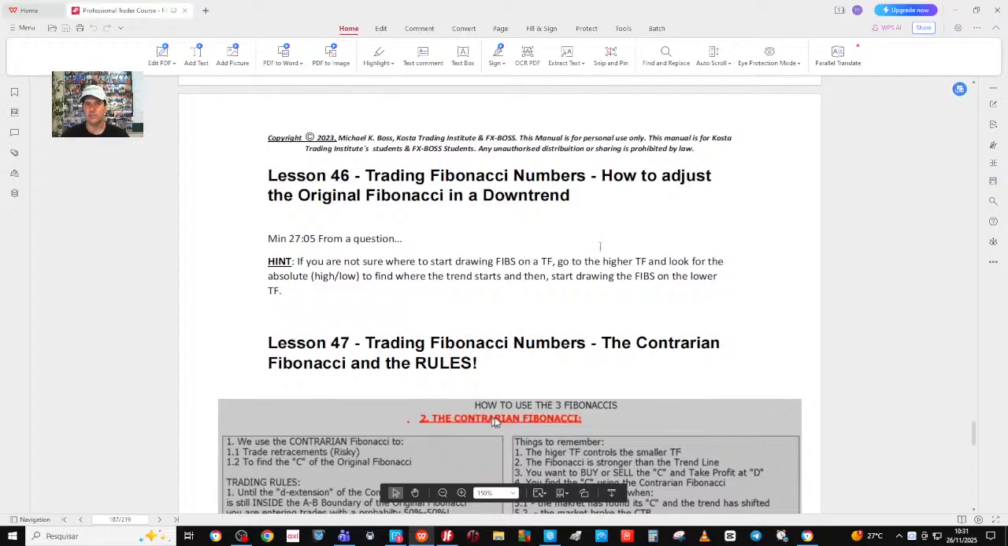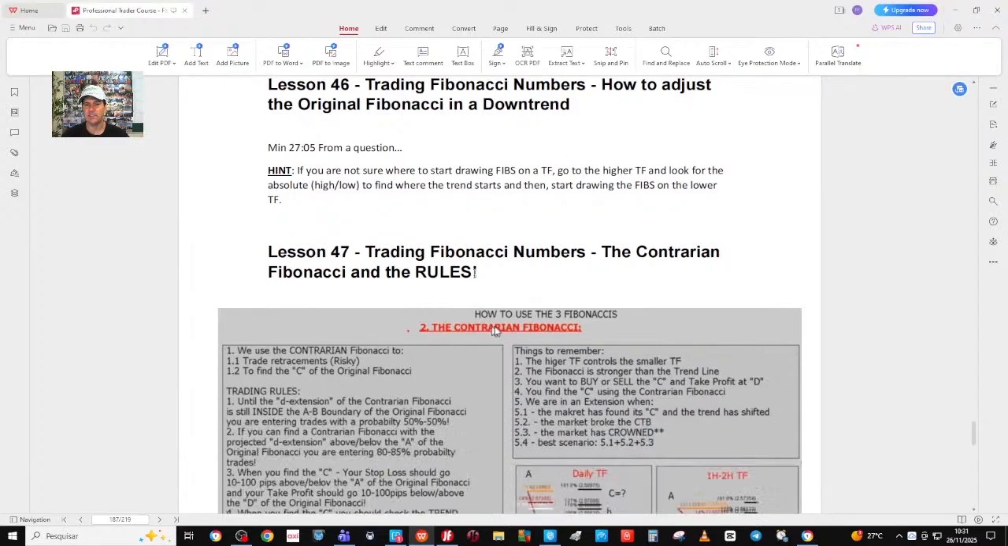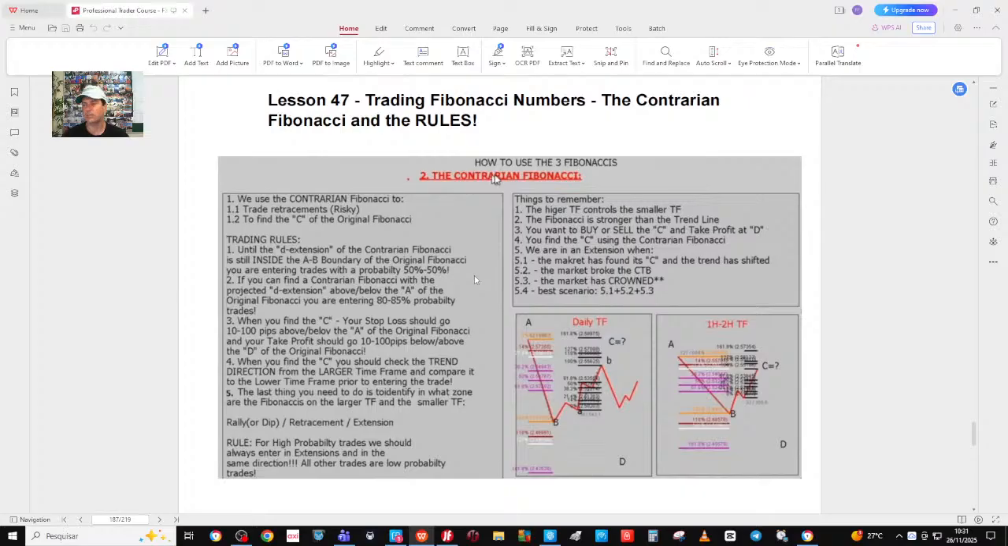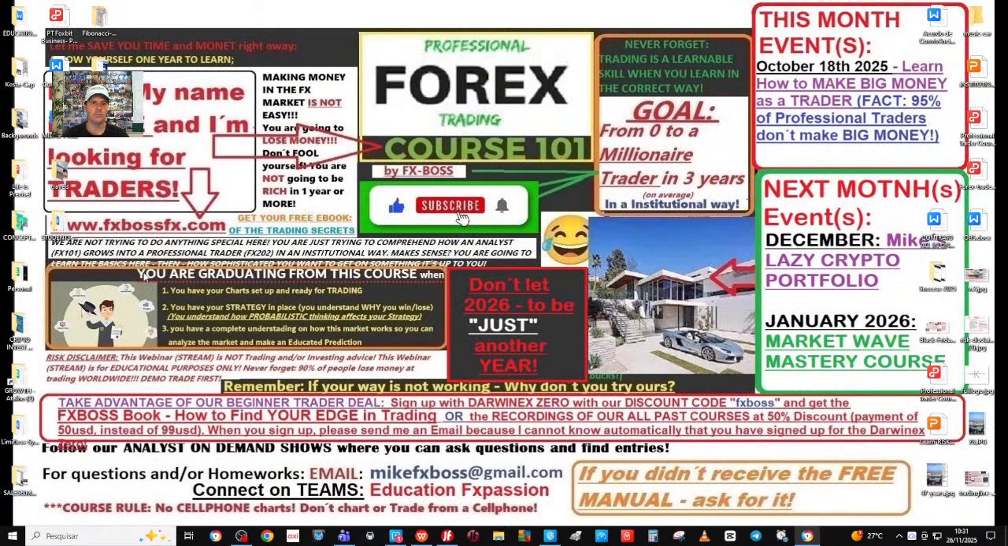And we are here learning the Fibonacci's, everybody. And yesterday we started with the Contrarian Fibonacci. Never forget, you're going to graduate from this course when number 1, you have your chart set up and ready for trading. Number 2, you have a strategy in place, you understand why you win, why you lose. And number 3, you have a complete understanding of how this market works so you can analyze the market and make an educated prediction.